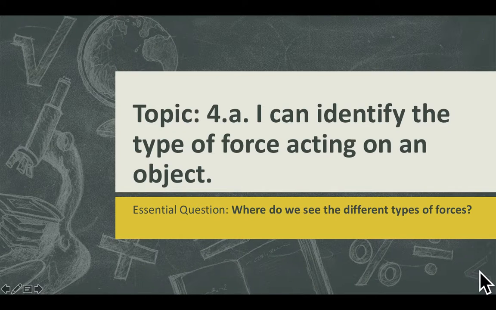So, ladies and gentlemen, it's time to learn about forces. In this screencast, you're going to learn about the types of forces that can act on an object and what to look for to identify whether or not those forces are present. So, first, what is a force?